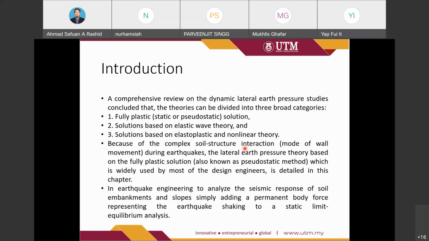So in earthquake engineering, to analyze the seismic response of soil embankments and slopes, we simply add a permanent body force representing the earthquake shaking to a static limit equilibrium analysis. So this approach has been made to include the seismic response by adding it to the static limit equilibrium.